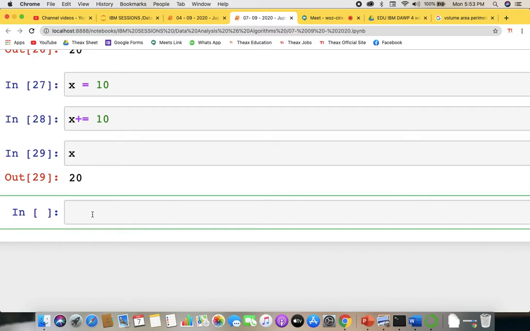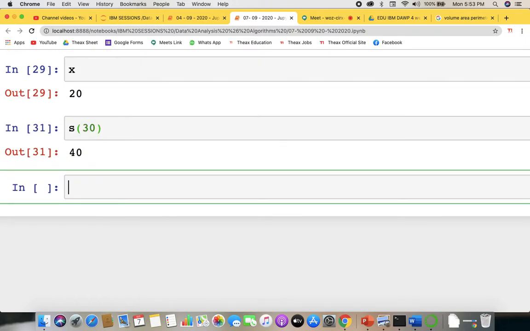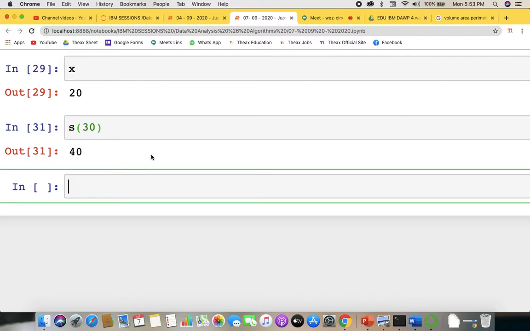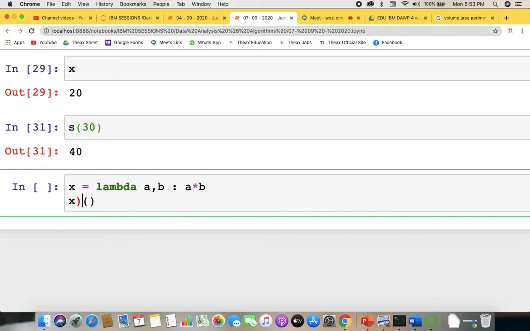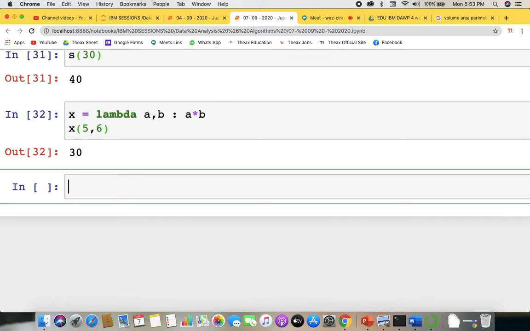If you write s of 30, what will be the value? Obviously 40, 30 plus 10. So you can take as many arguments as you want. Let's say you are making a lambda function that multiplies the arguments a and b. A very easy example. So this is lambda a, b: a multiplied by b. If I write 5, 6, obviously it is going to be 30.